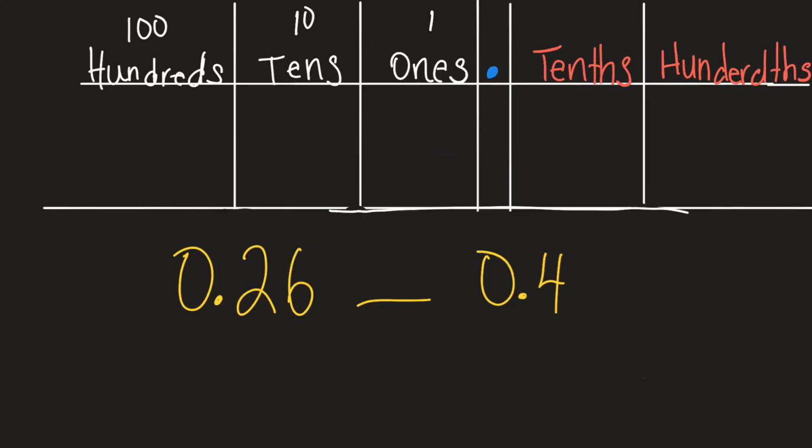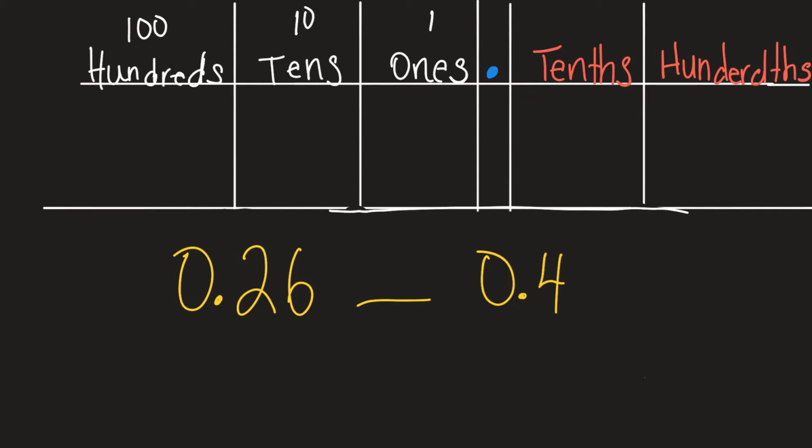So I've got two decimals here. I've got 26 hundredths and I've got 4 tenths, and I want to know which one is greater. Now, I know I hear some of you saying, Ms. Pastor, 26 hundredths is greater than 4 tenths because 26 is bigger than 4. However, that is incorrect, and I'm going to show you why.